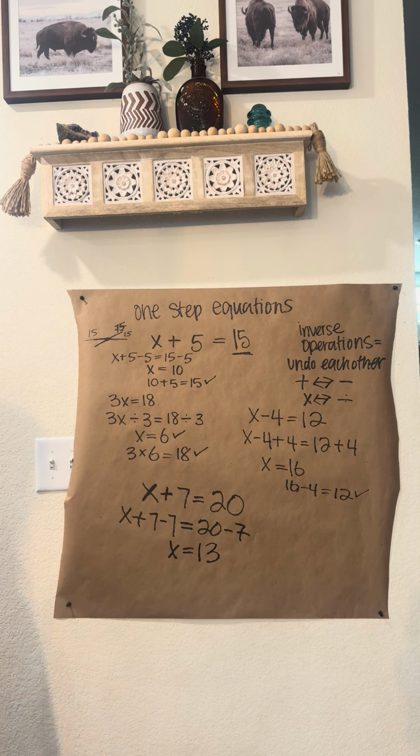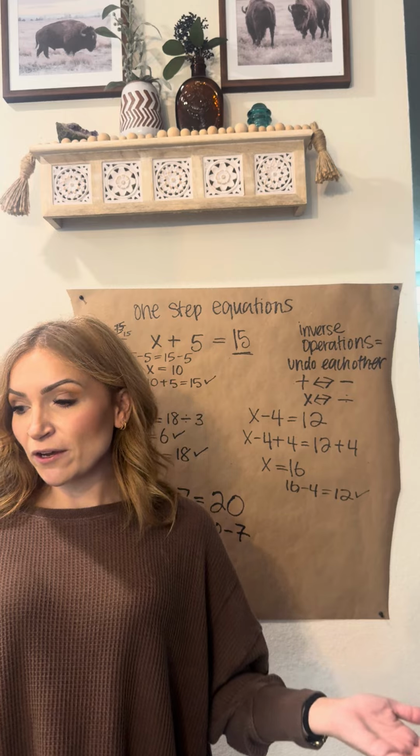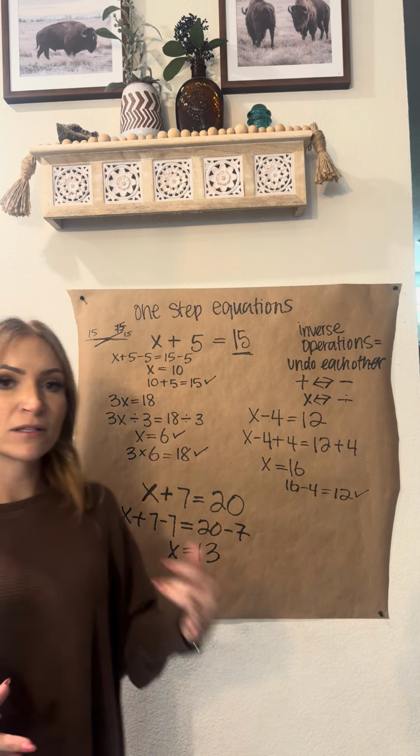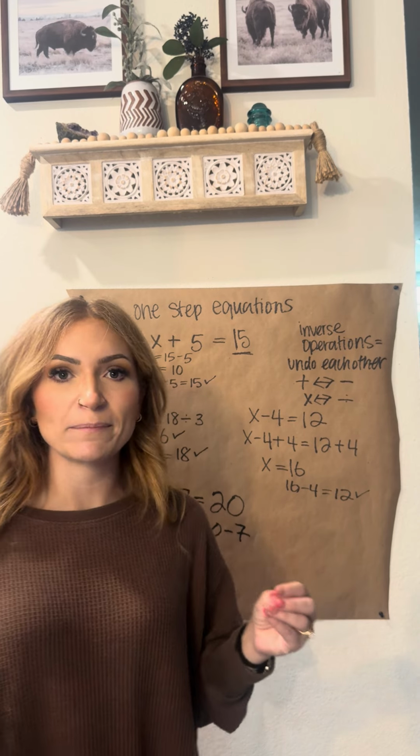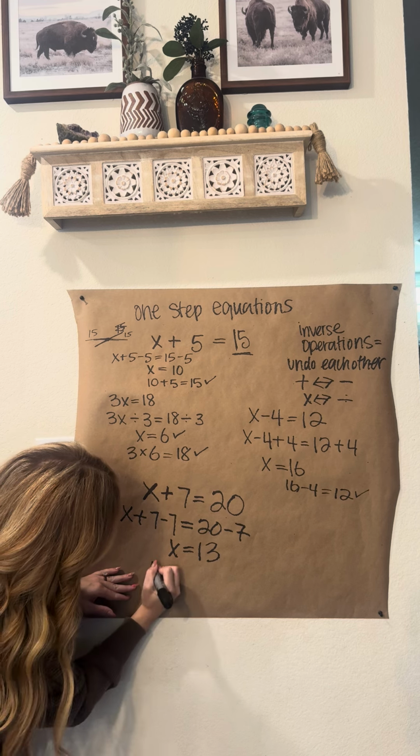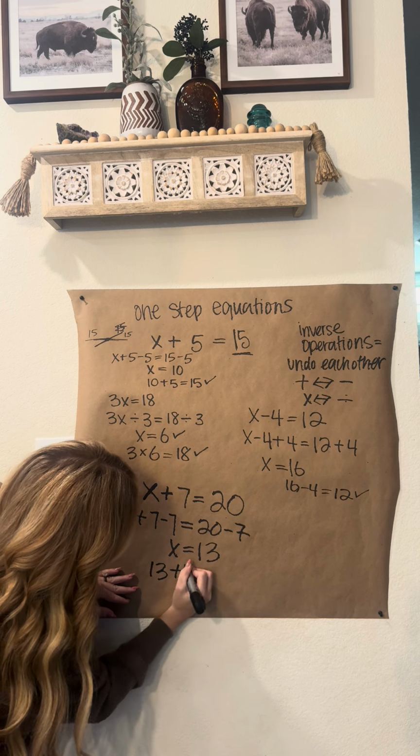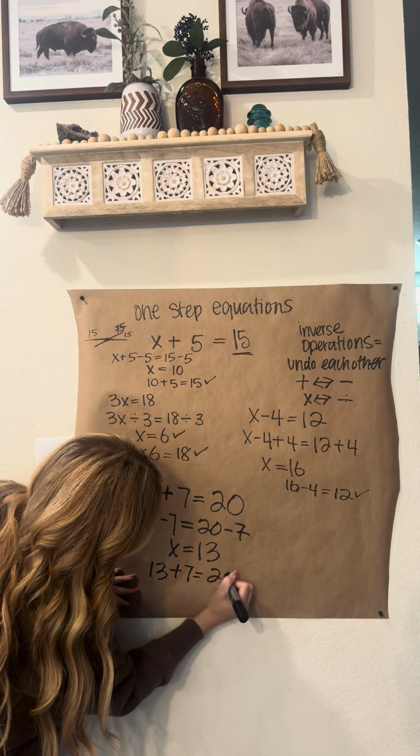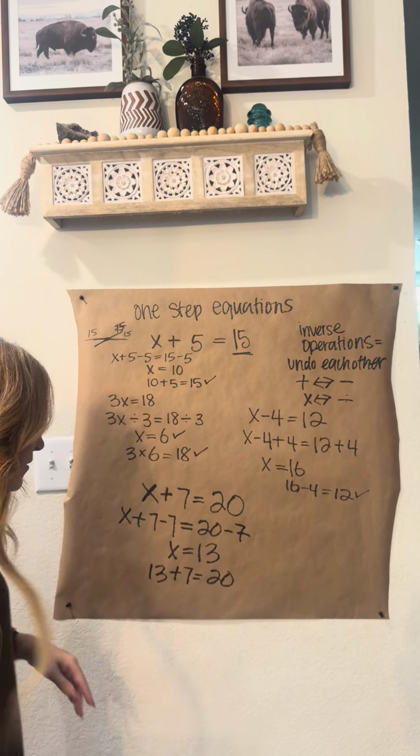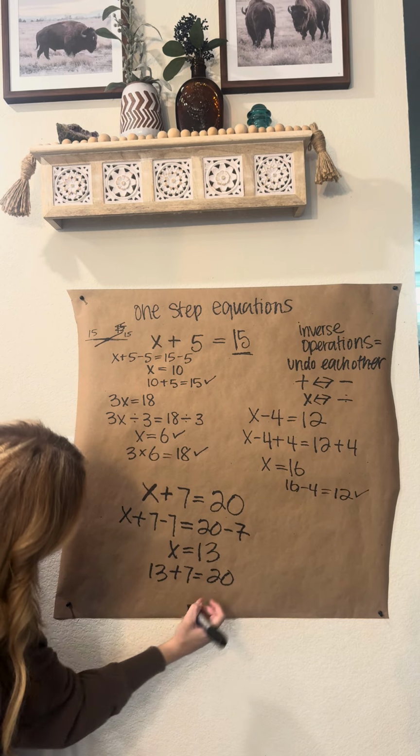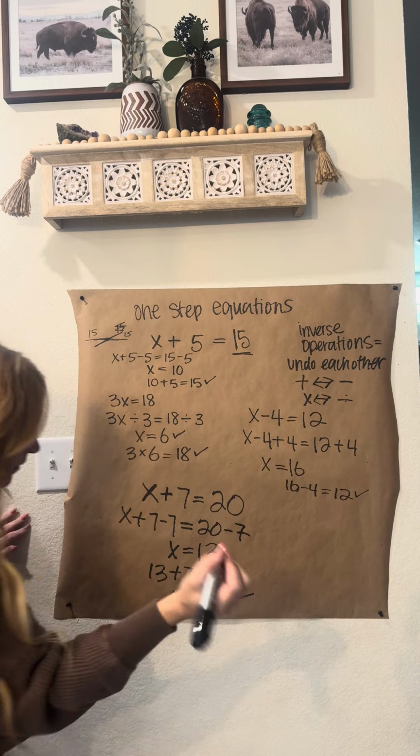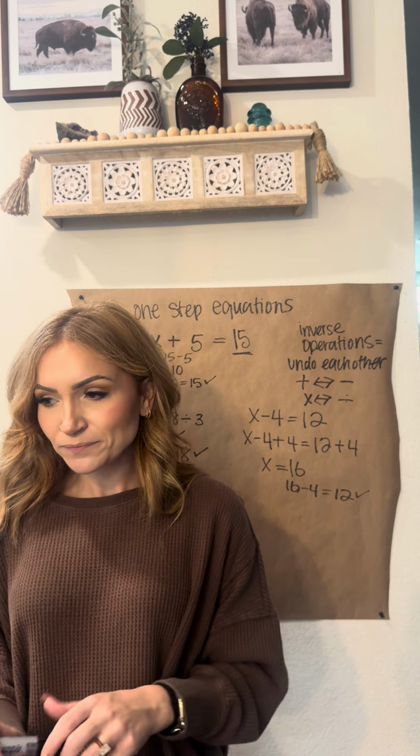Running out of room. So what we're gonna do is we're gonna double check ourselves, right? Because it might be a Monday, we might have fumbled the ball a little bit, but that's okay. We're gonna double check ourselves so we know that we have it right before we turn it in. So we're gonna plug in x. X is 13, plus 7 equals 20. Does that work out for everybody? Is that correct? Right? So yes, 13 plus 7 is 20. 20 equals 20. Yep, that's correct, and we figured it out.